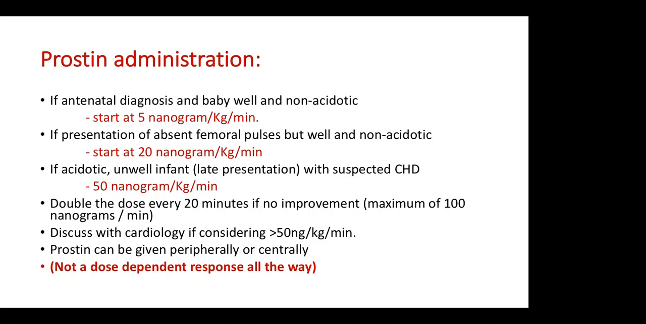If he is acidotic, unwell, lactic or late presentation with suspected congenital heart disease, maybe it's better for you to start with a high dose, which is 50 nanogram or 0.05 microgram per kg per minute. You can double the dose every 20 minutes if there is no response or no improvement. However, the maximum recommended dose is 0.1 or 100 nanogram per minute.